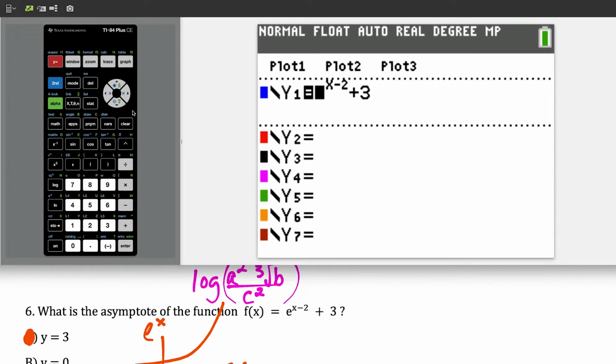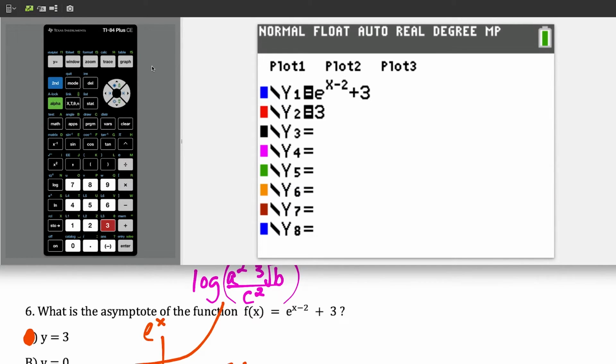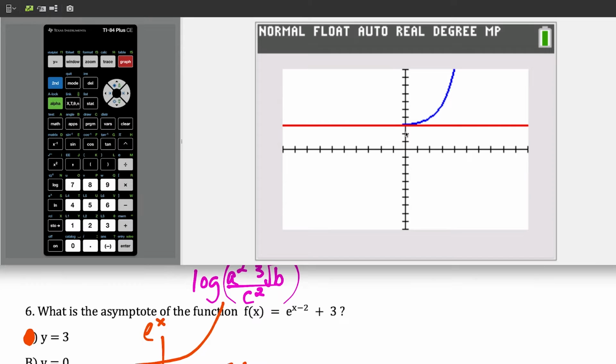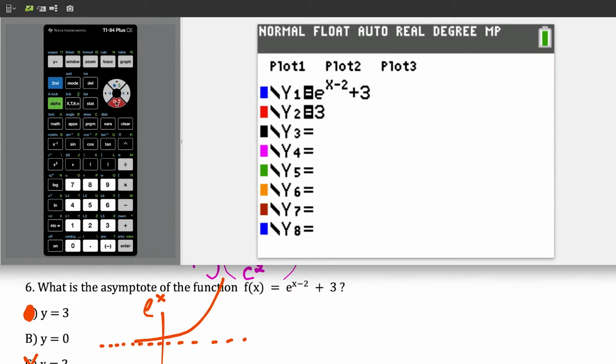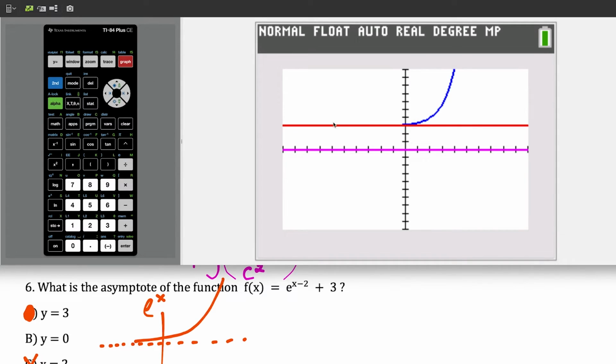And if I write in y equals 3 right under it, notice that this would act as our horizontal asymptote. The problem with y equals 0 is that this line is just too low, and the graph is not approaching this line over time. It's approaching the red line here. So choice A is definitely our answer.